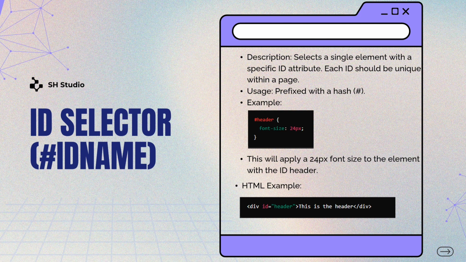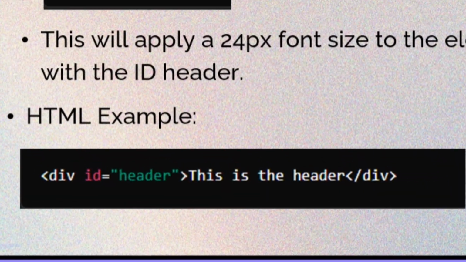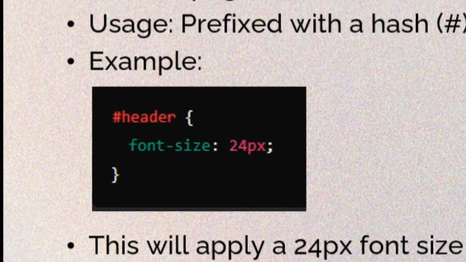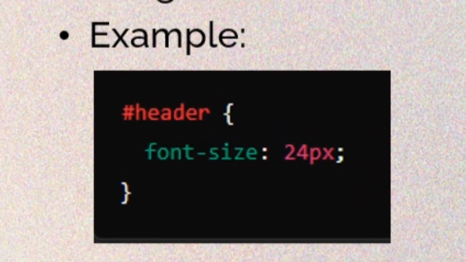And in the HTML, in the division tag, you will write ID, then the unique ID name header, and in the CSS file, you will use hash header, then start writing your code.